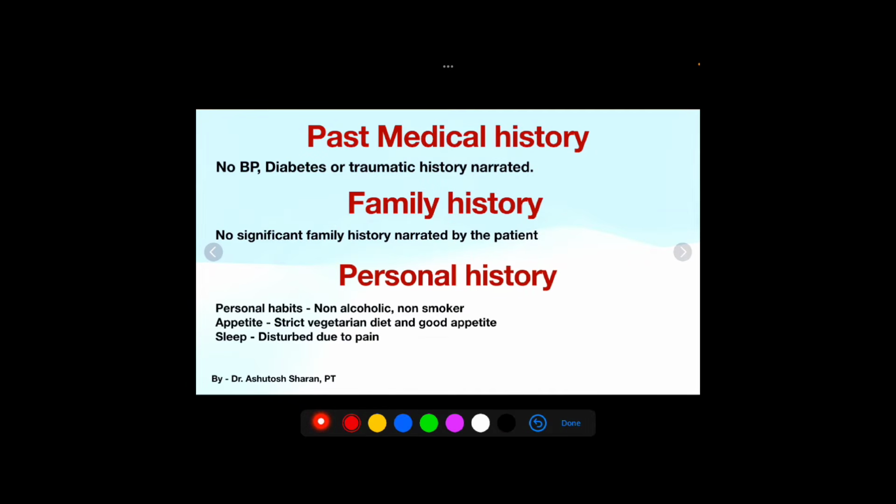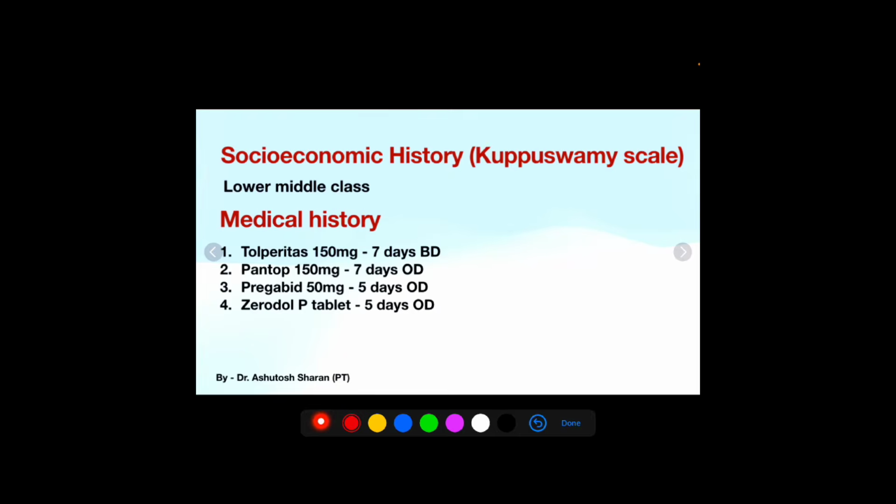Okay, past medical history is clean. There is no sign of BP, diabetes, or any kind of traumatic history. There is no significant family history as well. Personal history: personal habits, non-alcoholic, non-smoker. Appetite is good, and she is a strict vegetarian. Her sleep cycle is disturbed, which is due to the pain, which is very obvious. दर्द अगर बहुत ज्यादा होगा तो सोने में दिक्कत होगी ही होगी.